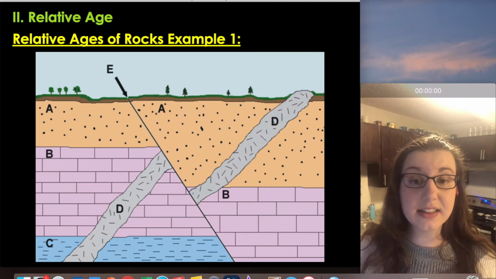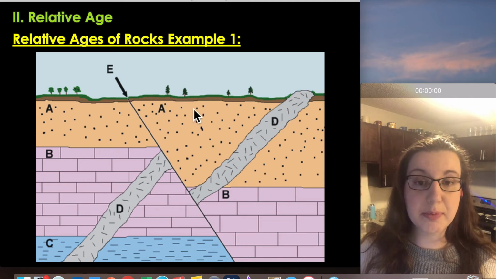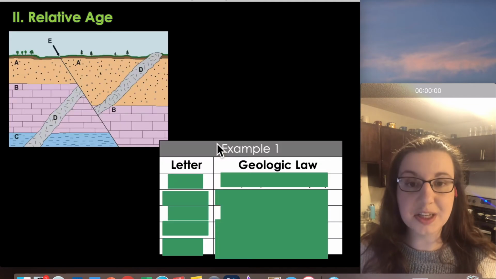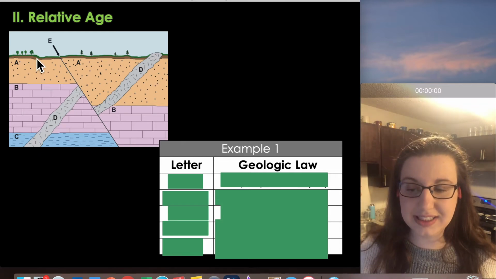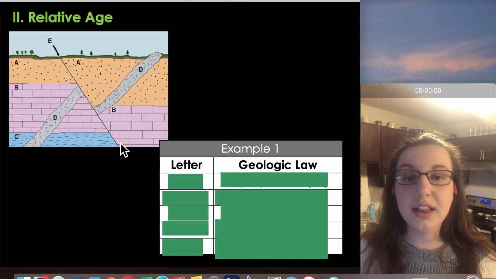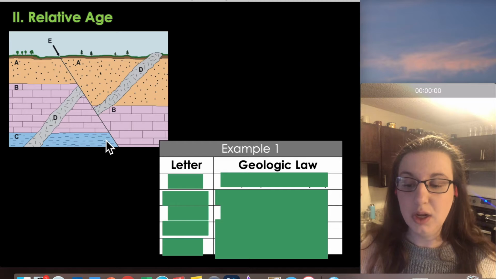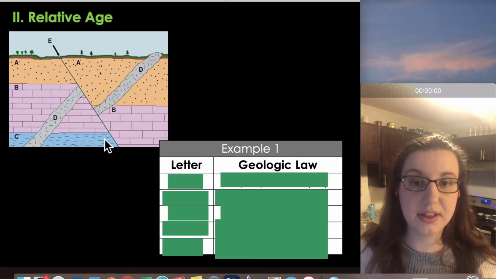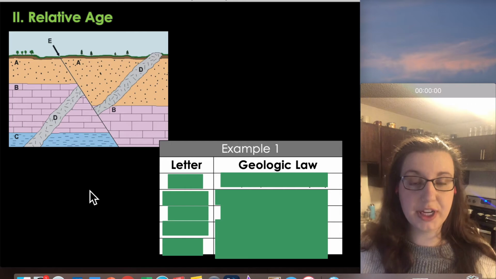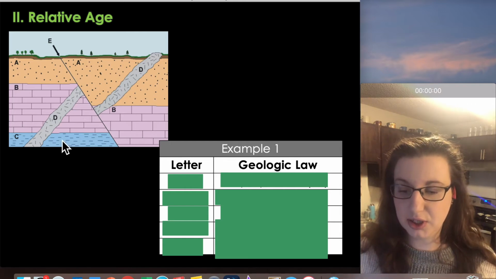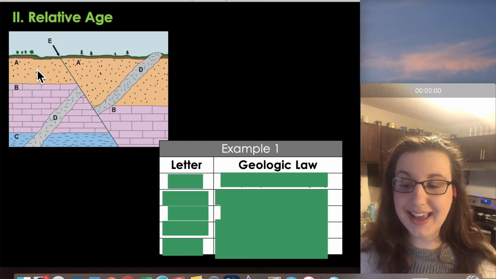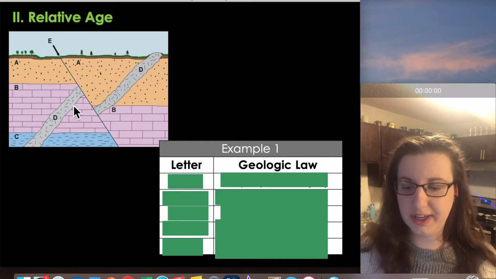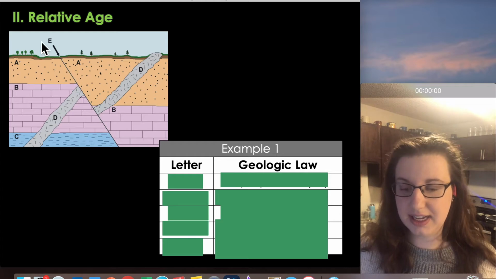So let's take a look at some examples. This is going to become a familiar picture to you, with layers and things labeled. We have layers C, B, A, an igneous intrusion D, and a fault line E. Let's try to see if we can figure out the oldest to youngest of these layers. Because of the law of superposition, we know whatever is at the bottom is the oldest. So C would be the oldest here, and going to B, the next oldest, and then going to A. And then we have the two weird things. We have this cross-cut, this igneous intrusion, and we have this fault line.